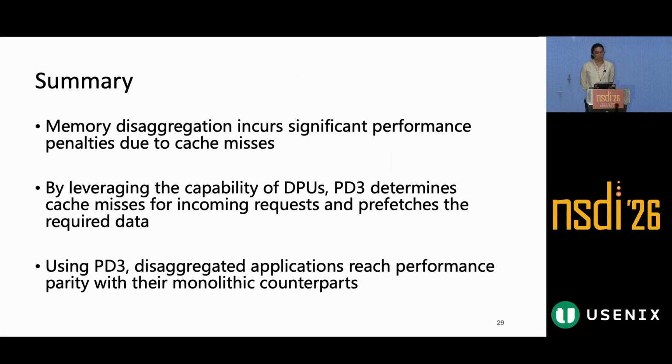So to summarize, memory disaggregation incurs significant performance penalties due to cache misses and the corresponding remote memory access overhead. By leveraging the capability of DPUs and their location on the network path, PD3 determines cache misses for incoming requests and prefetches the required data items before they're accessed by the execution engine. And then finally, by using PD3, disaggregated applications can reach performance parity with their monolithic counterparts with minimal compute local memory.